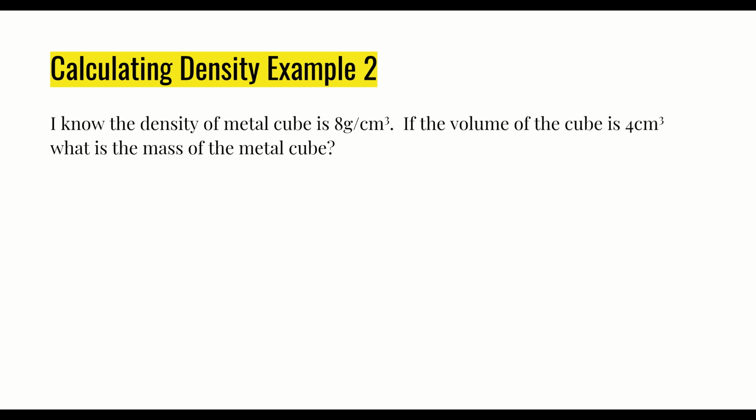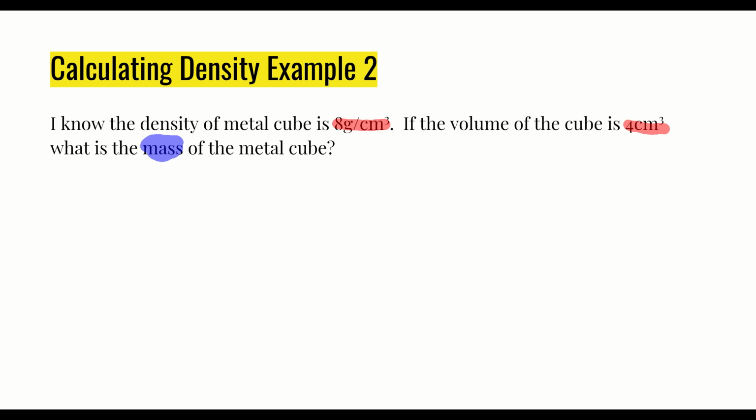So let's look at another example. Now in this scenario, we have something else. So we're trying to find something else. I know the density of the metal cube is 8 grams per centimeter cubed. The volume of the cube is 4 cubic centimeters. What is the mass of the metal cube? So that's what we're trying to find. We're actually trying to find the mass. Okay, so that's what we have to pay attention to.